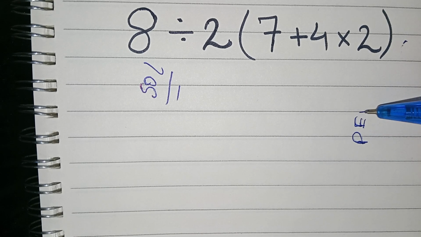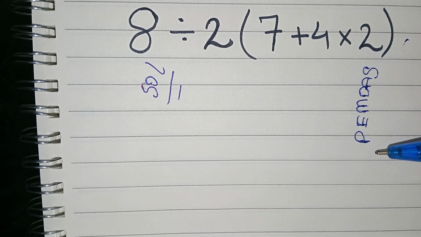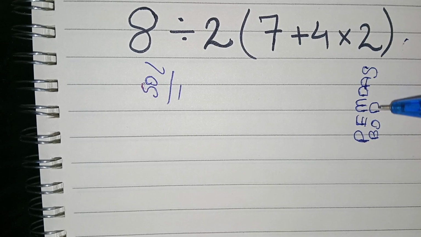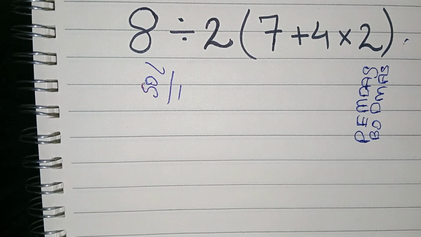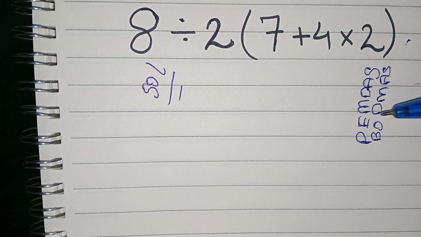PEMDAS or BODMAS, they both are the same. P stands for parenthesis, E for exponent, M for multiplication, D for division, A for addition, S for subtraction, and BODMAS stands for B for bracket, O for operation, D for division, M for multiplication, A for addition, and S for subtraction.